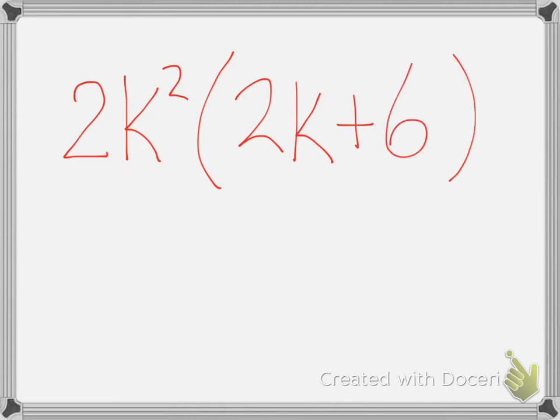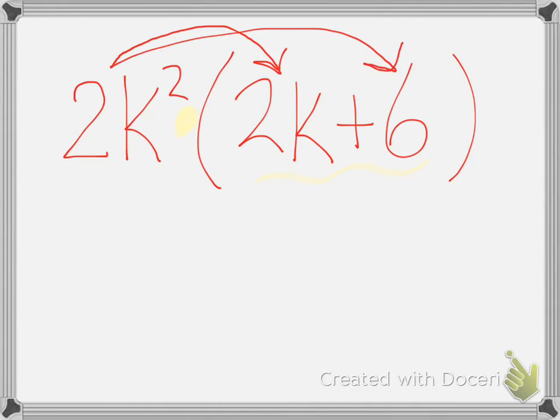And you know it's multiplication because there's nothing right here. So if there's nothing right there, that means multiply. You can't add 2k and 6 together because they're not like terms. But what you can do is use the distributive property and multiply the 2k squared through.